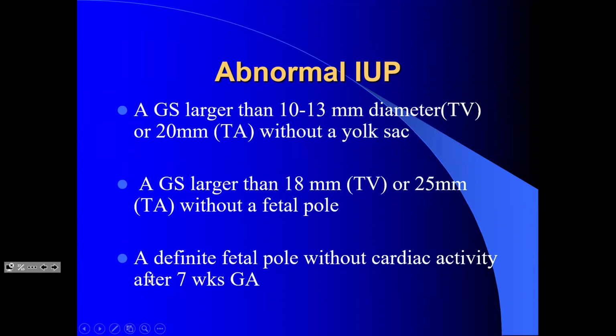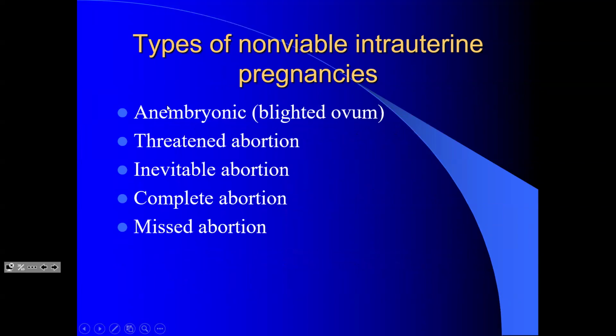So you must see a fetal pole by 7 weeks, and by 7 weeks you should also see some cardiac activity. So what are the different types of abnormal pregnancy? Blighted ovum or anembryonic. Anembryonic means there's no embryo. So you just see a gestational sac and the embryo or yolk sac is absent. Threatened abortion means it's a pregnancy where you see a fetal pole, you can even see a heart flicker, but the problem is you also see something abnormal around the sac, like a hemorrhage around the sac, or the cervix has opened up. So that means it is threatened abortion.